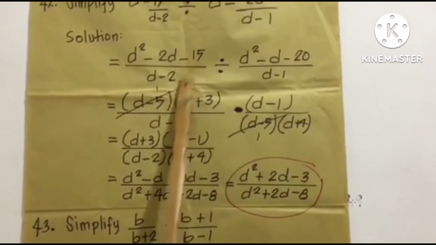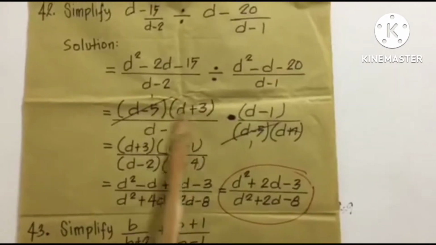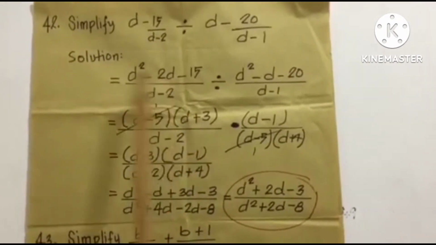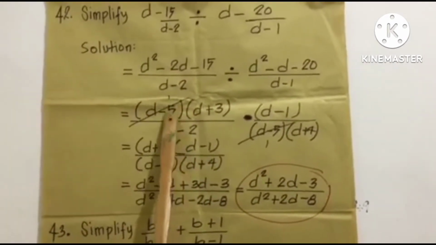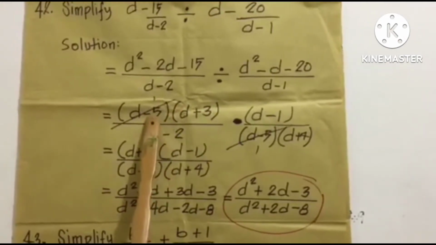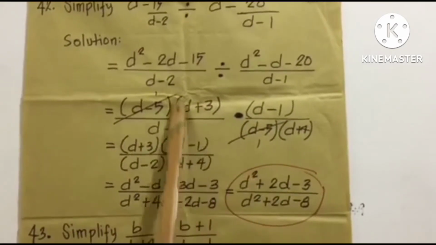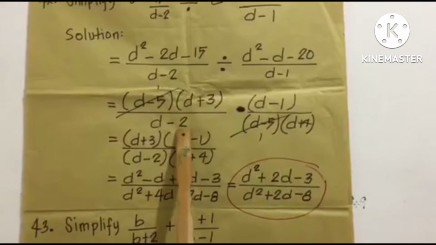The factors of 15 are 5 and 3. Then negative 5, positive 3. If we're going to subtract, we have negative 2d. Then negative 5 times positive 3, we have negative 15. So correct. Then copy denominator d minus 2.